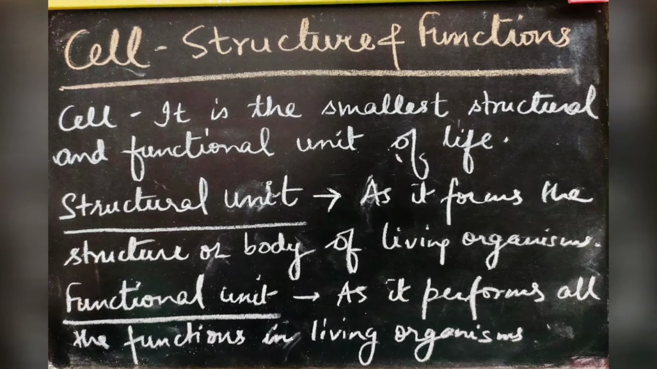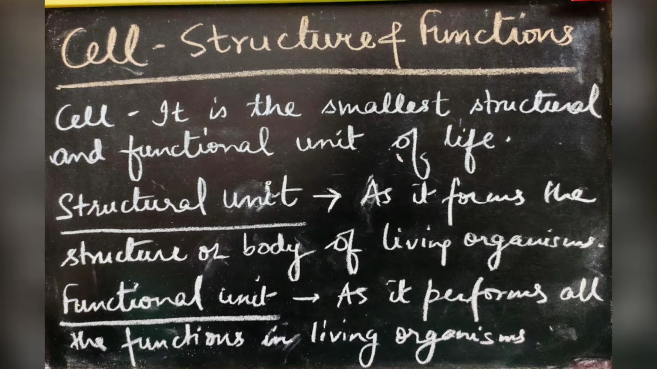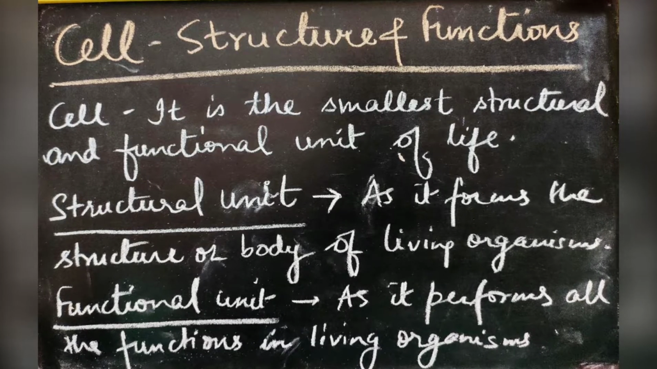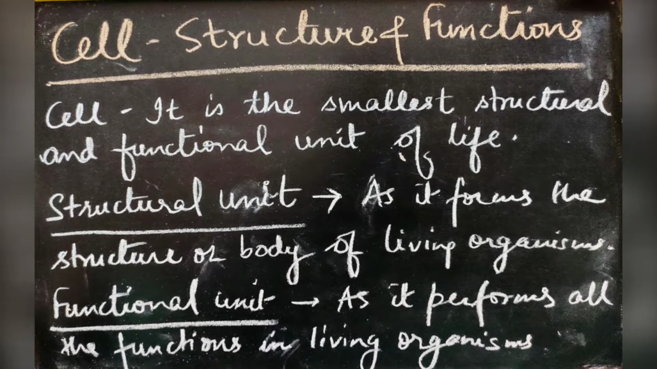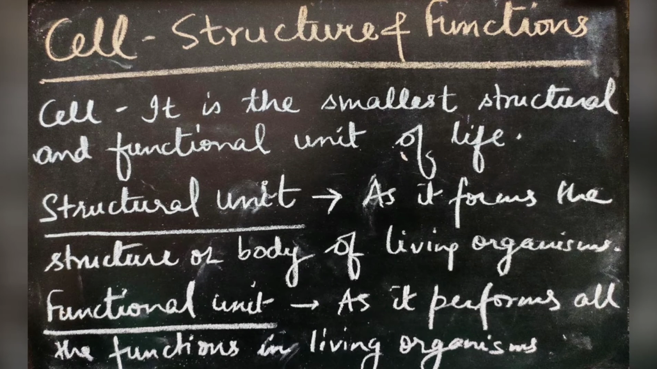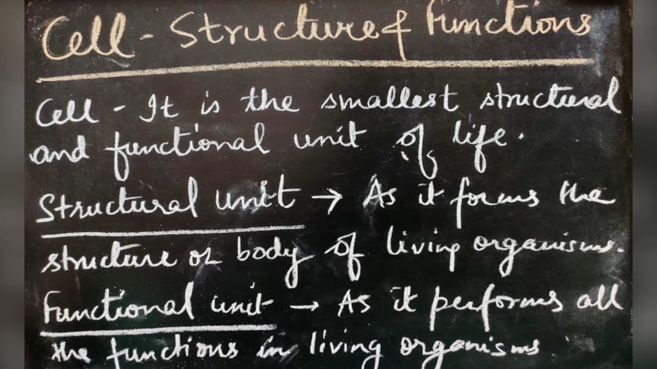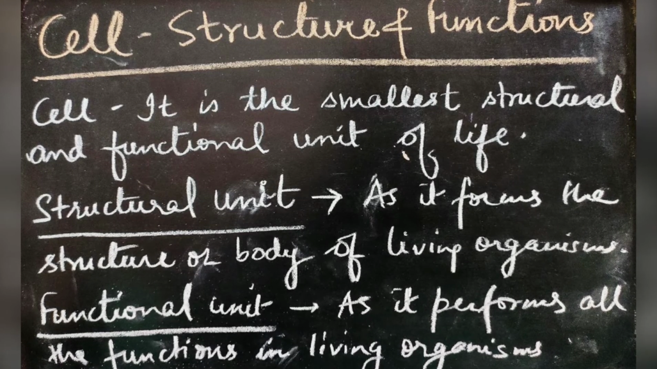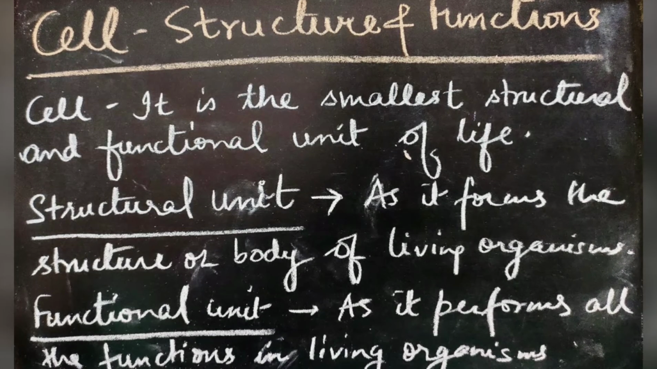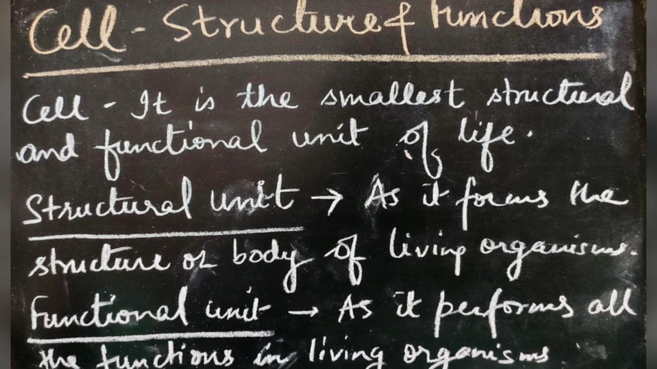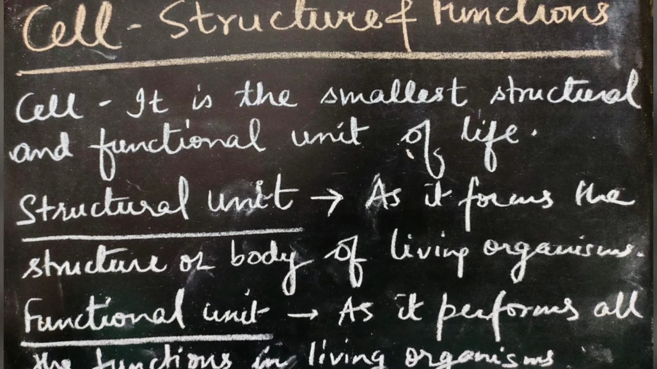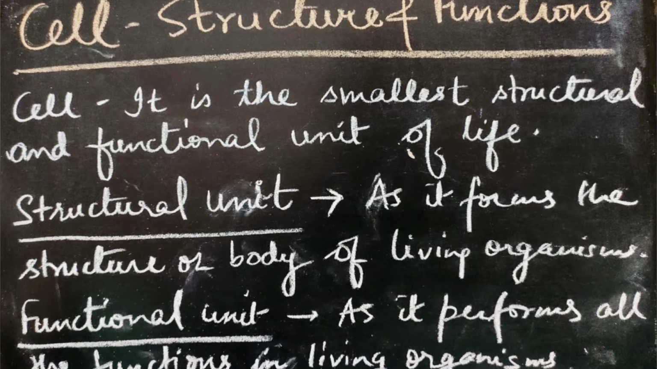So we define cell as the smallest structural and functional unit of life. We call it the structural unit of life as it forms the structure or body of living organisms. And we call it the functional unit of life as it performs all the functions in living organisms, which includes digestion, respiration, reproduction, excretion, etc. All these basic functions in living organisms are performed by the cell. So we call it the functional unit of life also.